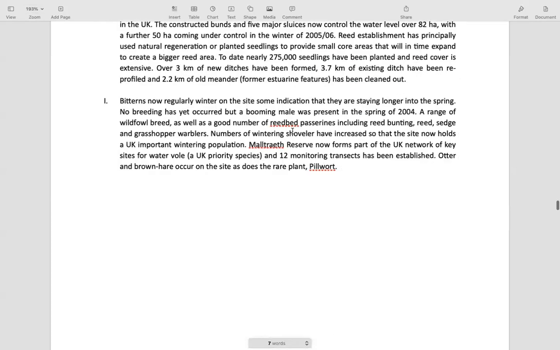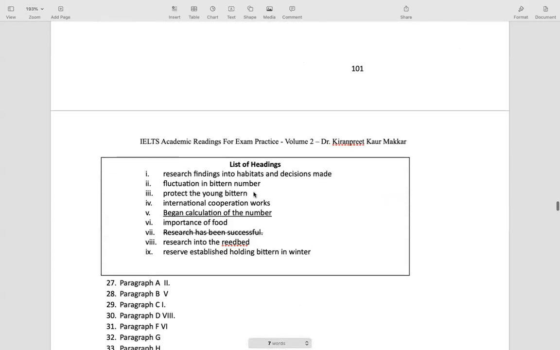That's what I thought. Let's check the other options as well. I may be wrong. Let's go next. Fourth, international cooperation works. No, sir, we did not talk about different countries working together. No. Fifth, we have already done. Sixth, we have done. Seventh is already done. Eighth, we have done. Ninth. So 9 would be the answer, no? Yes, sir. Reserve.